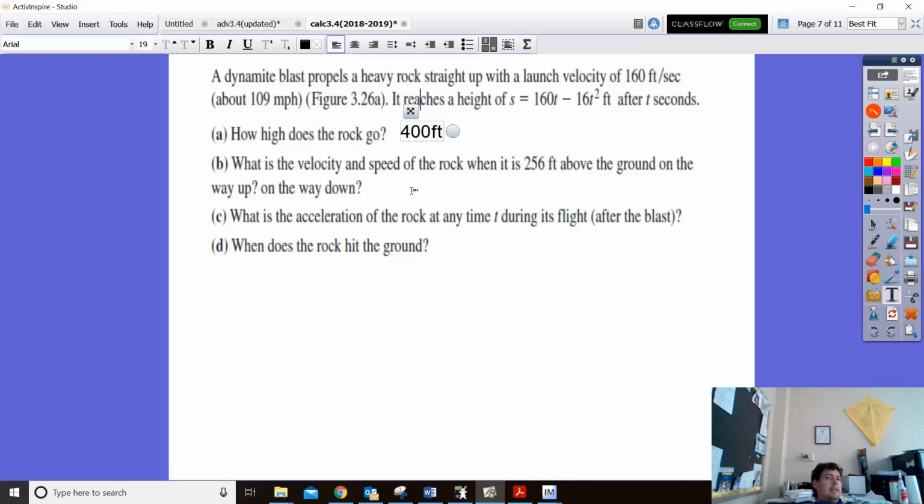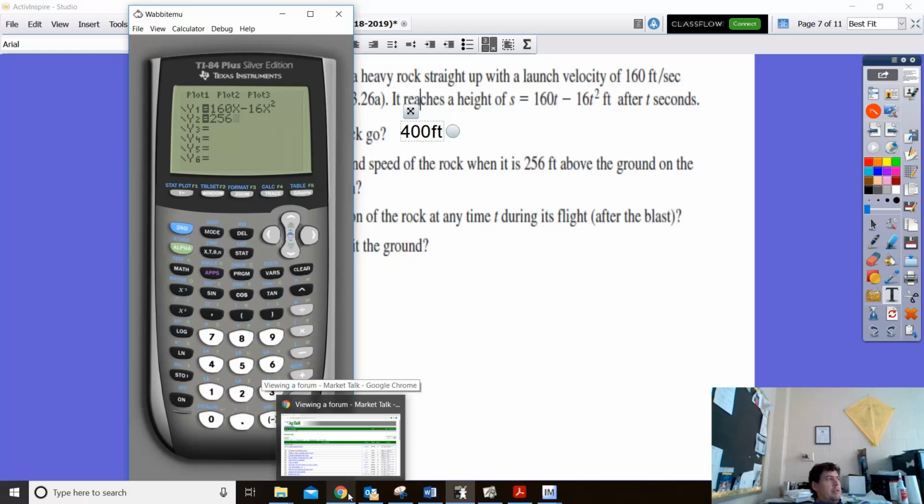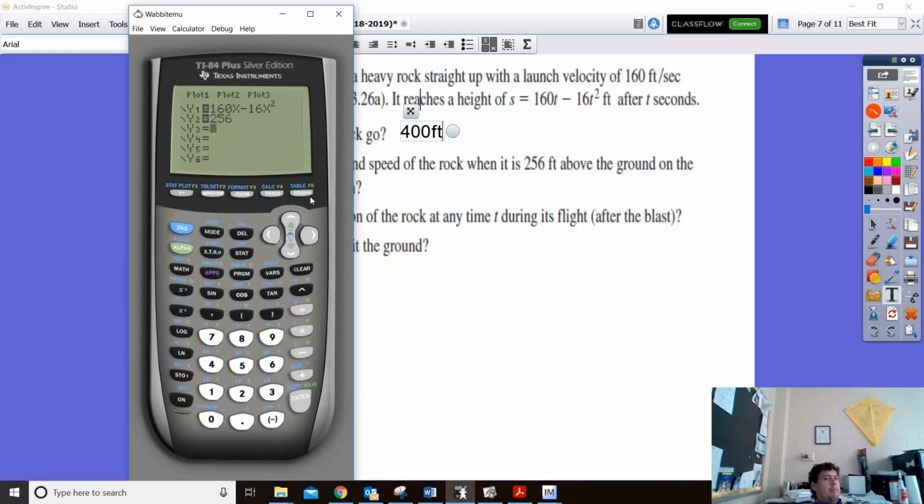What is the velocity and speed of the rock when it is 256 feet above the ground on the way up? On the way down? What I want to do is go to my graph, and in Y2 I want to put a 256. Because what I need to know is the times that this is true. Does everybody understand why I'm putting a 256 in Y2? I need to know when it hits 256 feet. I'm going to go ahead and adjust my window back down to 500 so I have a better picture.